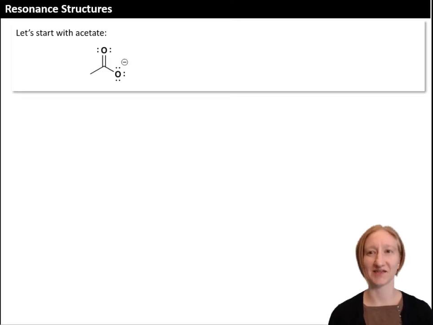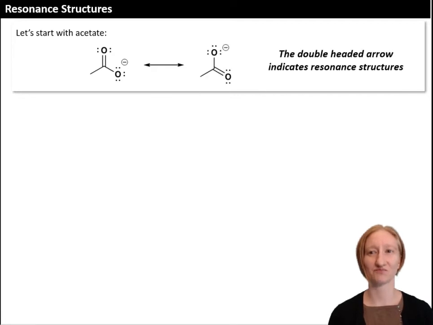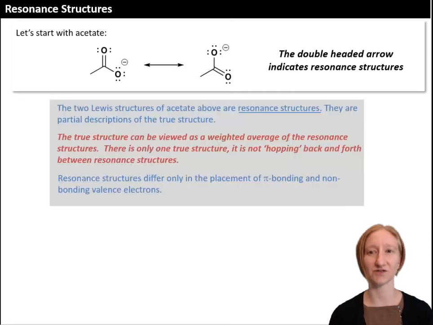Let's start with acetate. When I drew acetate here, I chose to put the double bond on one oxygen and the three lone pairs and the charge on the other oxygen. But I could have drawn it the other way. I could have instead put the three lone pairs and the negative charge on the top oxygen and the double bond to the bottom oxygen. These two different depictions of acetate are resonance structures.